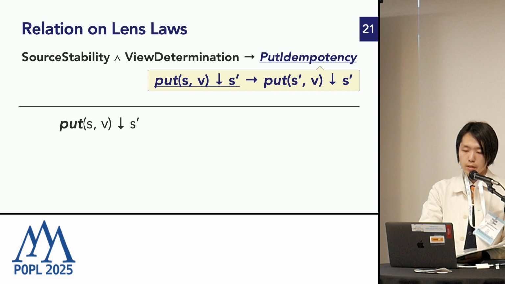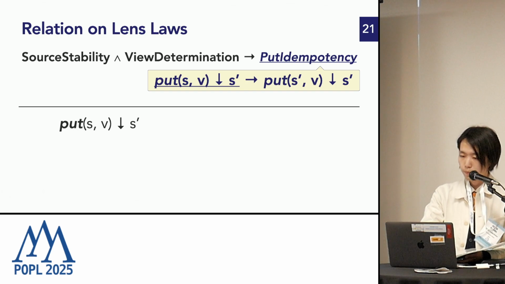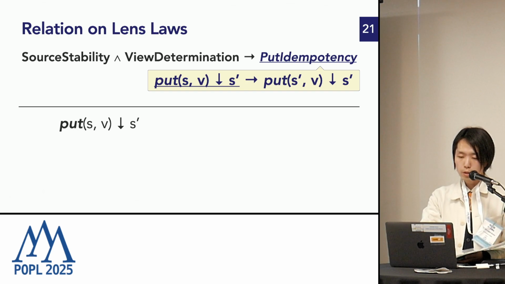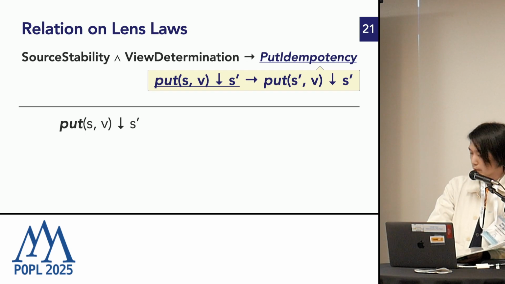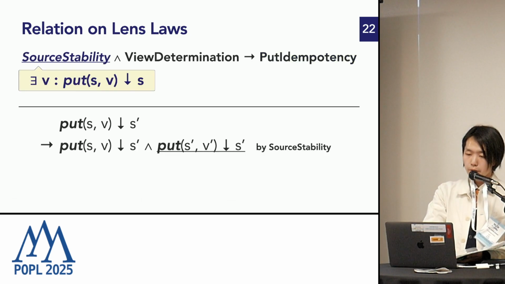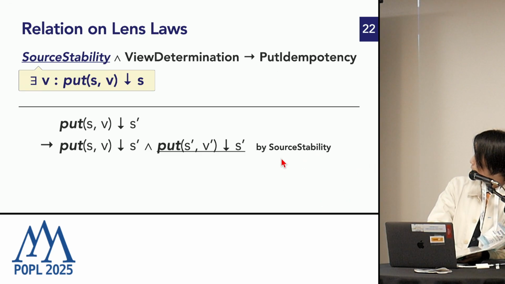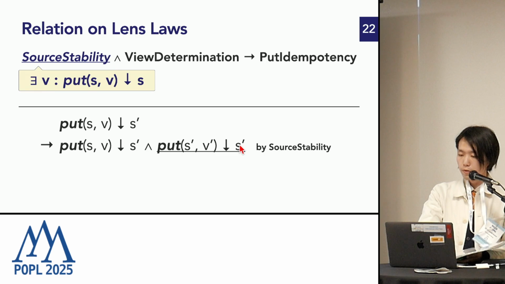First of all, this is the definition of put idempotency. Our goal is to derive the consequent part of put idempotency from the assumption part of it, subject to the condition that a partial put satisfies both source stability and view determination. Thus, I begin from this term, the assumption part of the put idempotency. From source stability, any source must have some view that does not update the source. Thus, we can add this term: the source S' has a view V', which does not update S'.